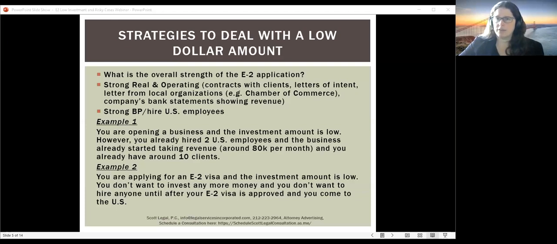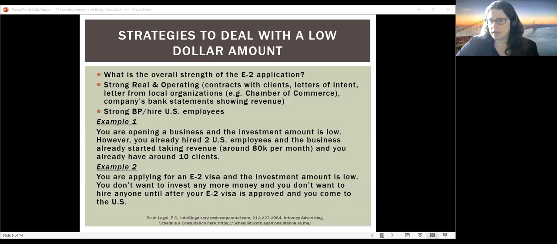If you have a very strong business plan, if you have a record of success in this field, you've built similar businesses successfully, and the business plan reflects that. It also helps if you plan to hire U.S. workers, or if you've already hired U.S. workers. Sometimes someone will hire, for example, an office manager or an admin person to help them with some of these startup expenditures or startup activities in the United States.